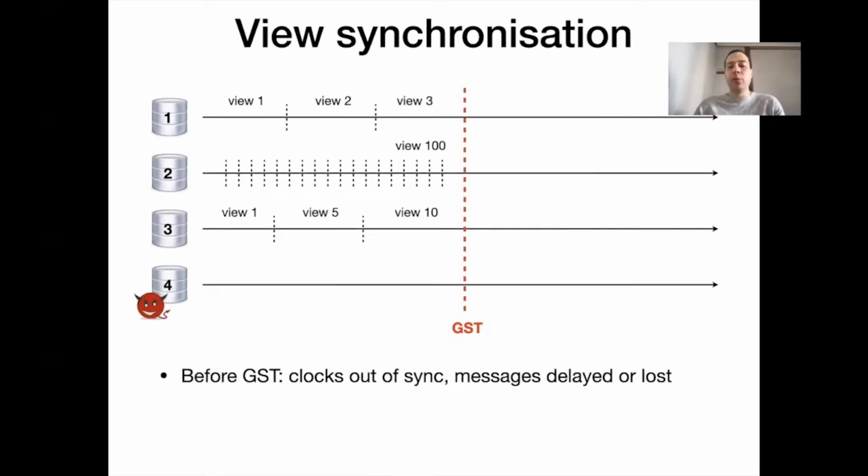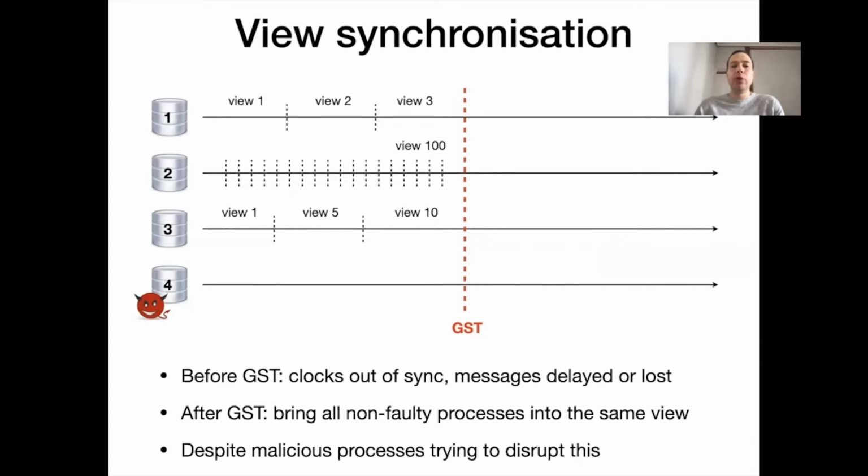Now recall that before GST, clocks may be out of sync and messages may be delayed or lost. So whatever algorithm you use to synchronize views between processes, before GST will not be able to achieve much. So at GST, processes may be in completely different views, and to achieve liveness after GST during the synchronous period, we need to bring all non-faulty processes into the same view. And we need to achieve this despite the fact that malicious processes may try to disrupt this. So this is the problem of view synchronization, and this is one of the challenges that you need to solve to ensure liveness.